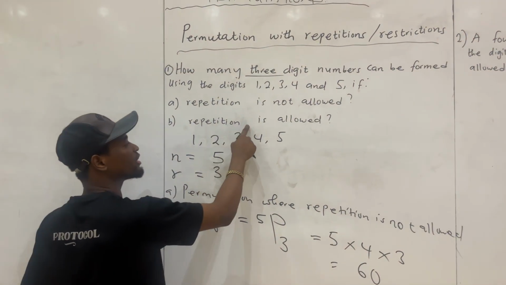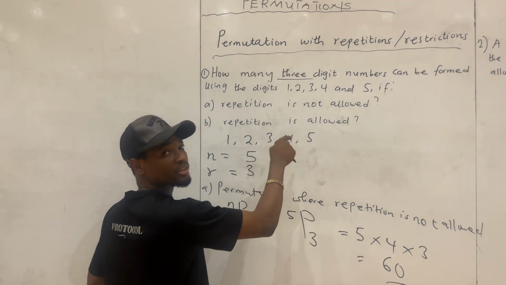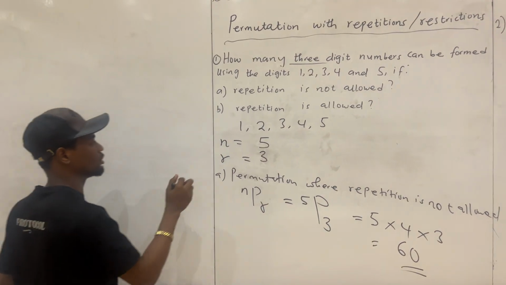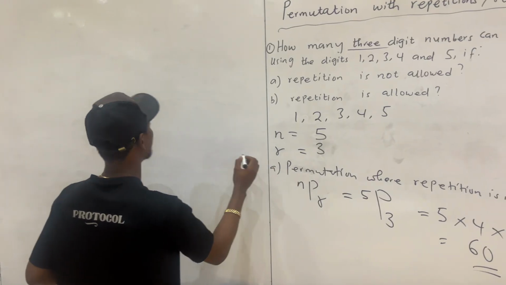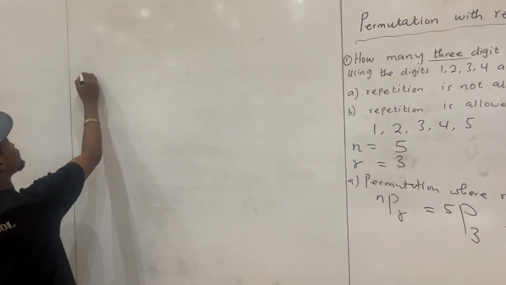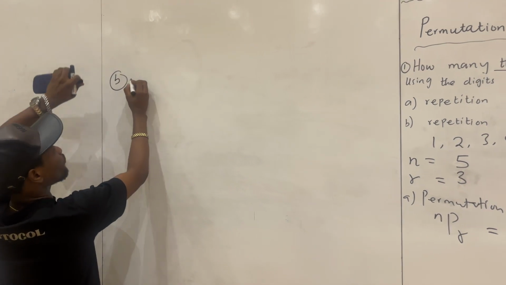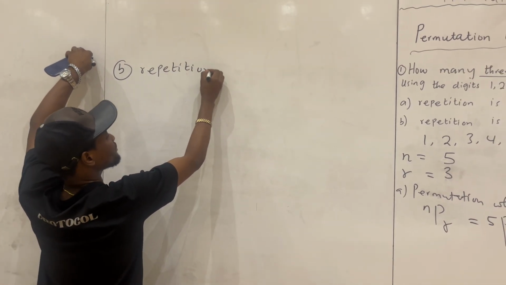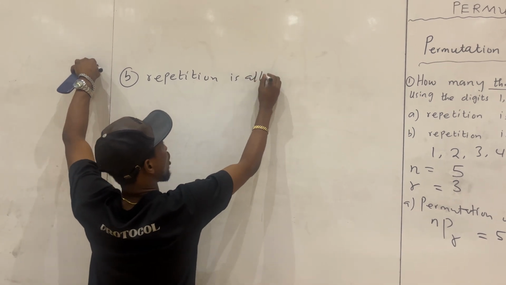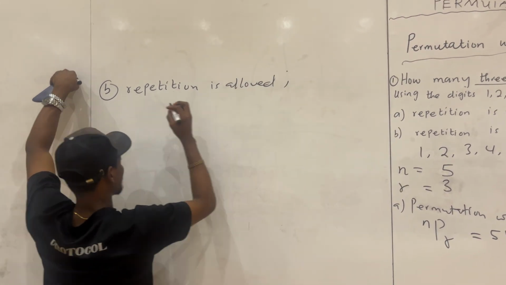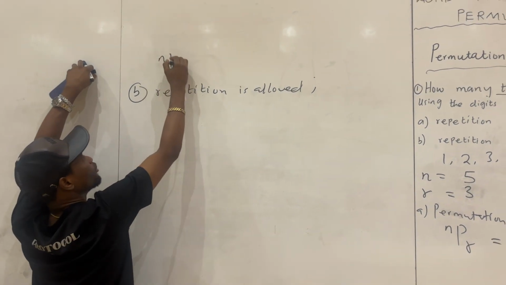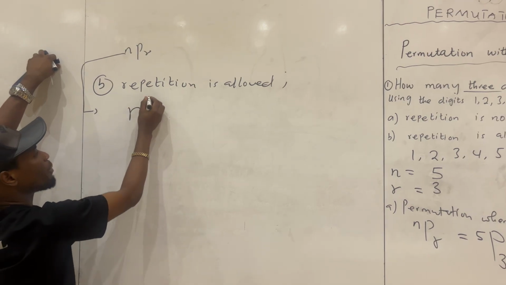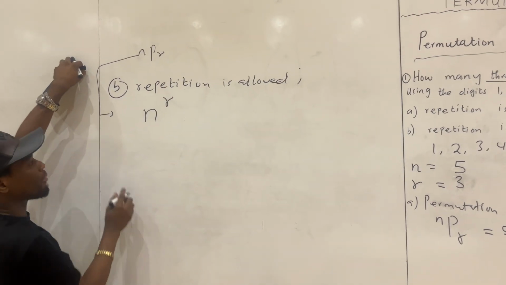So what about the B? That is permutation with repetition. That means we are looking out for permutations where repetition is allowed. So viewers, this is A, this is the B. For the B, we said for that situation where repetition is allowed, what do we do? We said nPr changes to n raised to the power r.